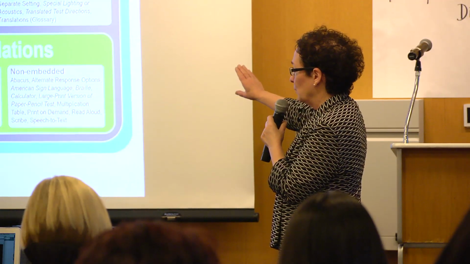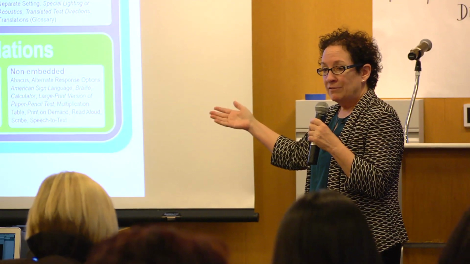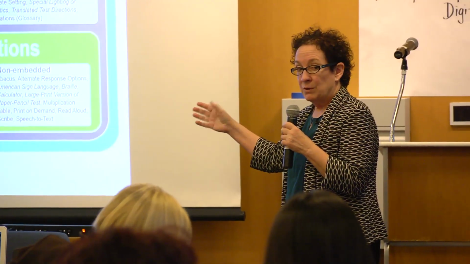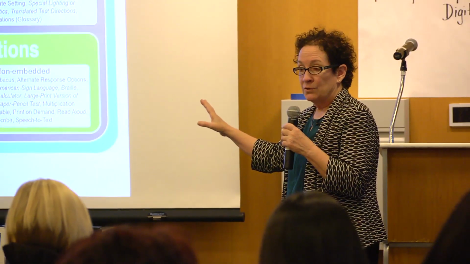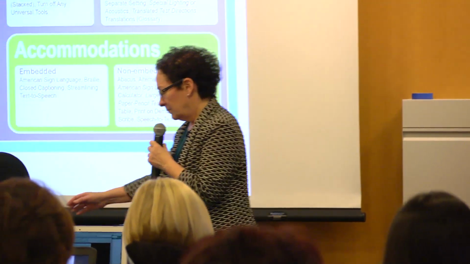The last one, the green, the accommodations, those are the supports that students have to have an IEP or Section 504 plan. So that has to be written into their plan in order to be selected for the test. Does that make sense?